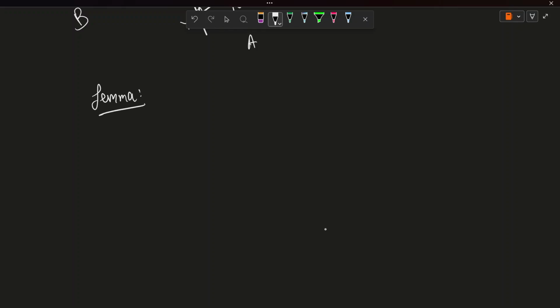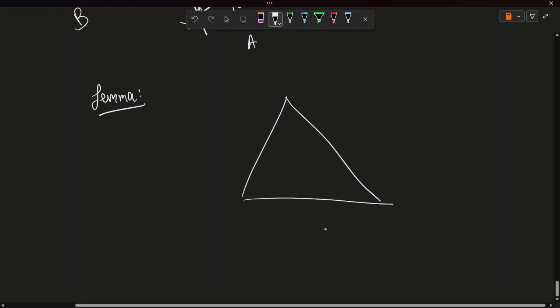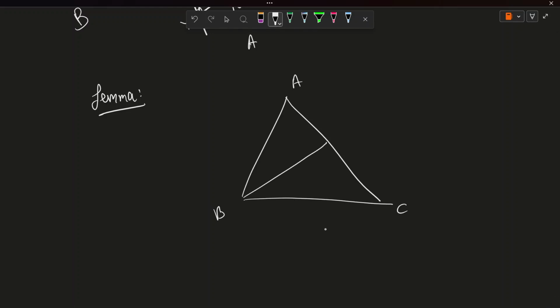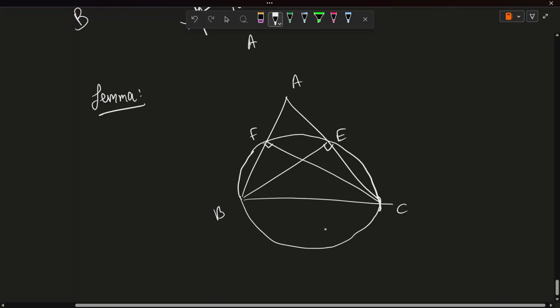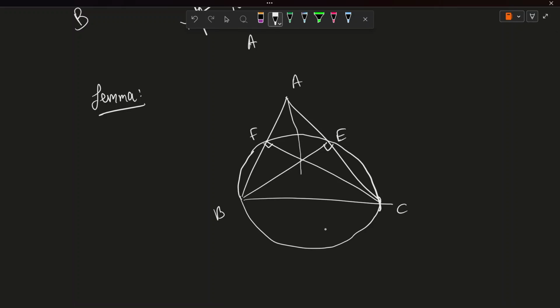To show this lemma, let me draw a diagram. Suppose this is the triangle ABC, and suppose we draw the altitudes. Suppose this is E, this is F. Then it is well known that BFEC is cyclic. We can easily prove it using angles in the same segment. So let this be the circle. Let me draw the third altitude. Suppose this is D.